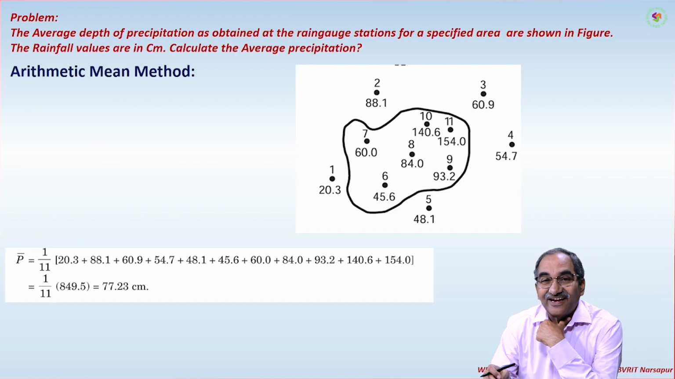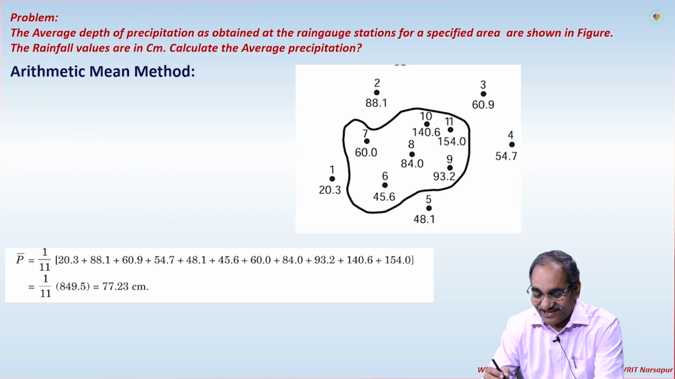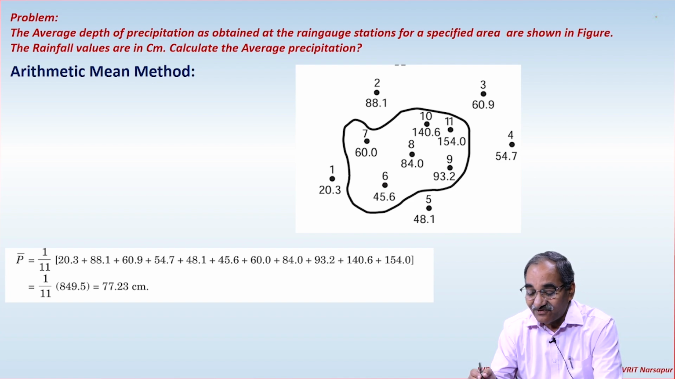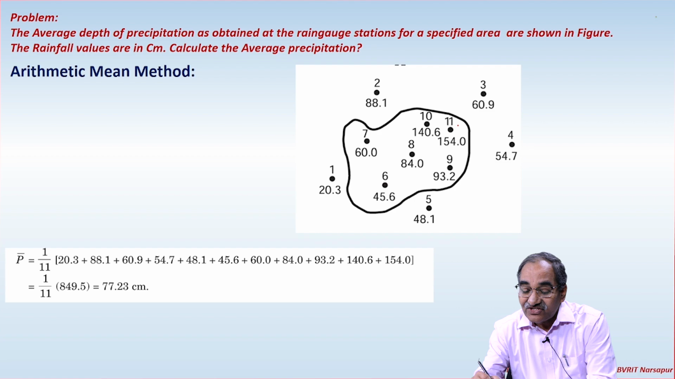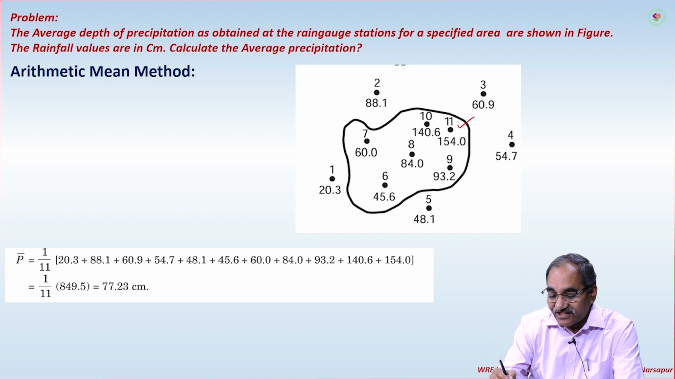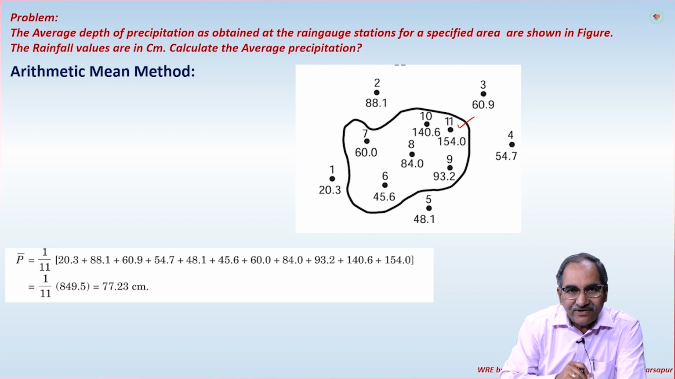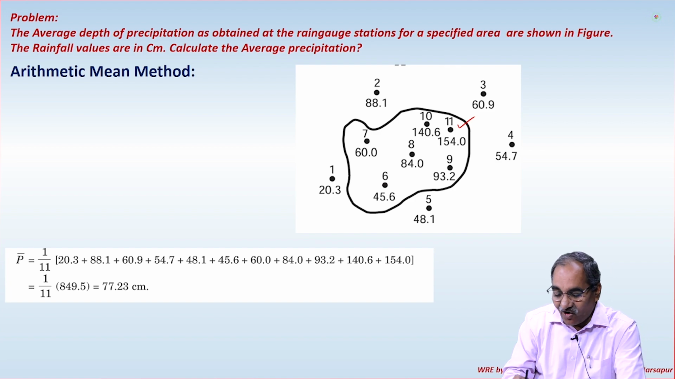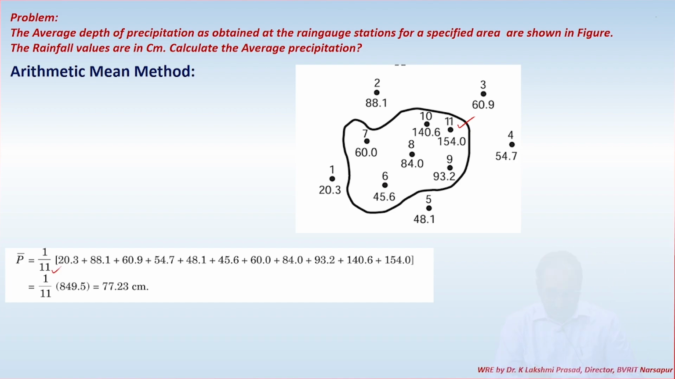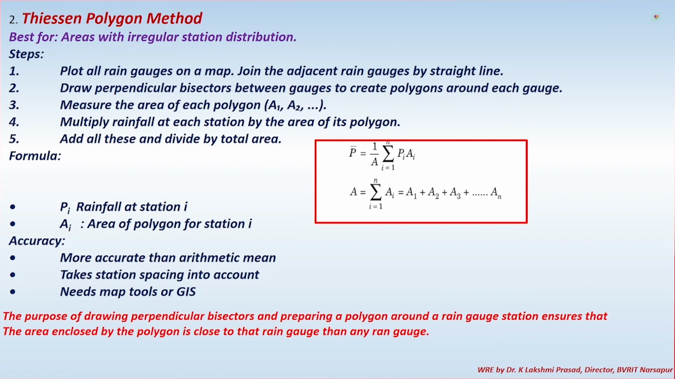Now see how a catchment generally looks. This is a catchment. How many stations are there? There are 11 stations, and the rainfall at these 11 stations is also given. So how do you get the average precipitation? Sum of all the values divided by 11. Naturally, you get the average precipitation.